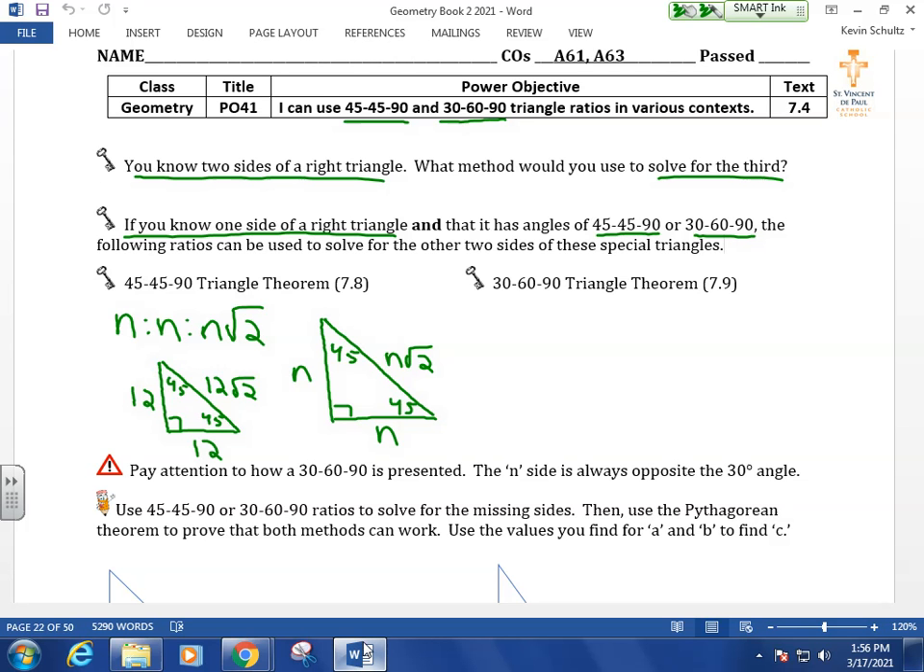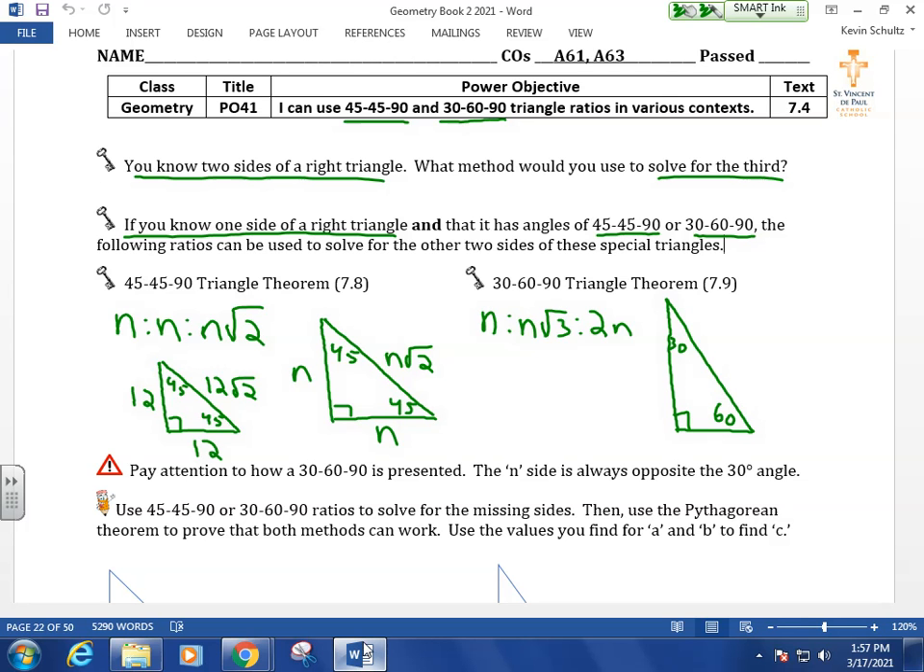All right. For a 30, 60, 90 triangle, the ratios are n, n root 3, and 2n. An example of a 30, 60, 90 triangle. See if I can draw a straighter line on that. One of the legs will be longer than the other. Label our 30 and 60 degree angles there.